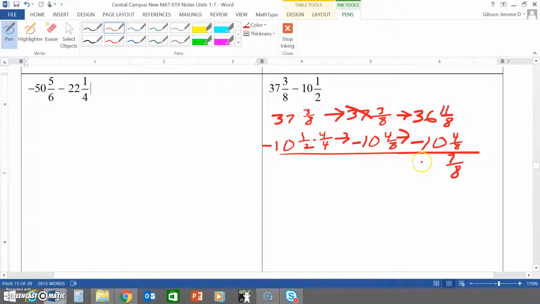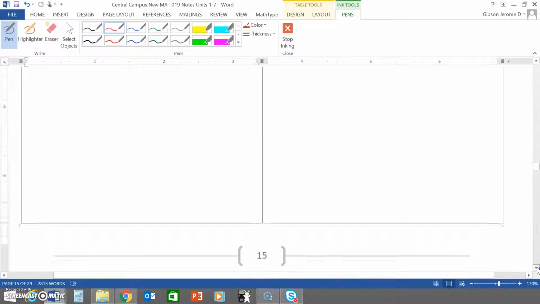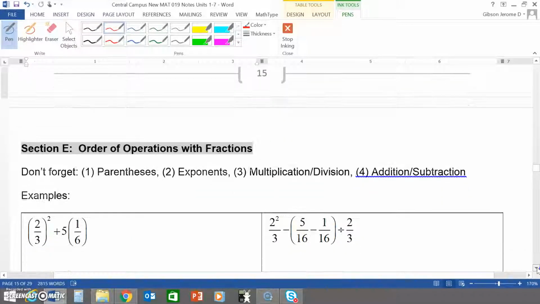36 minus 10 is 26. And just as a little footnote here, when you borrowed that 1 from this 37, you were actually borrowing 8 over 8. And that's how you're able to add this and get 11 over 8. And this is it. Now, we move on to the next page.